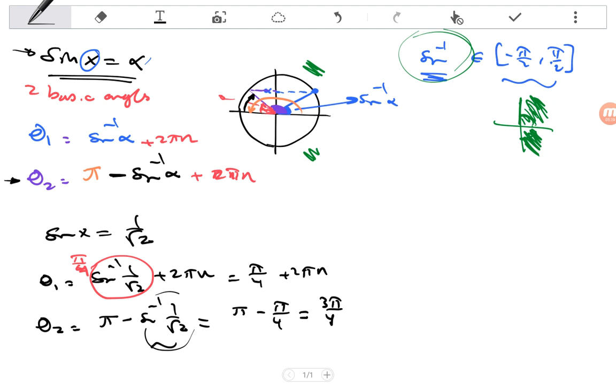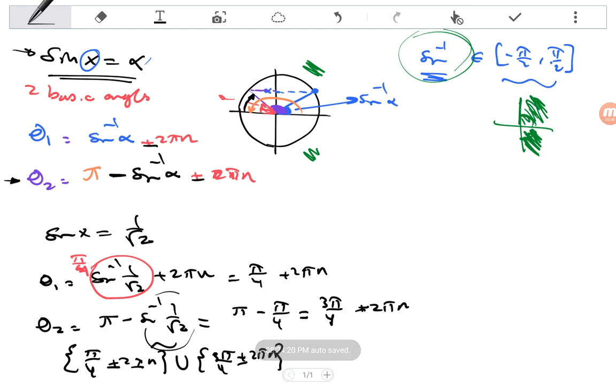It will just be 3 pi over 4. Okay, so these are the two basic angles, and we add the multiples of 2 pi. Okay, so this is the set of equations. We can write the solution set to be pi over 4 plus 2 pi n union with 3 pi over 4 plus 2 pi n, and make it plus or minus as we have noticed before.